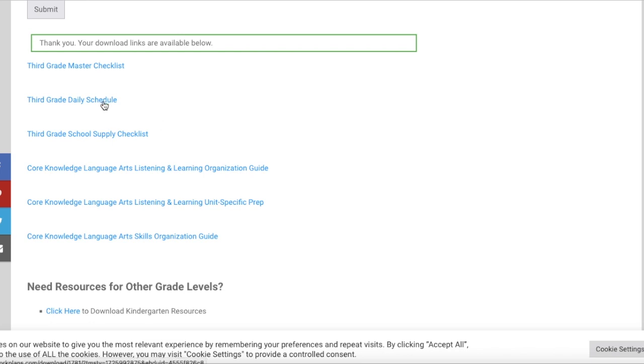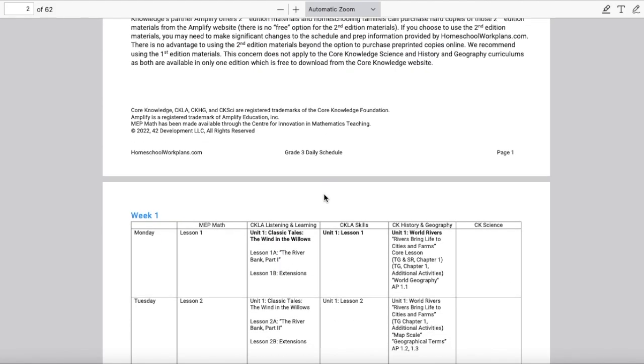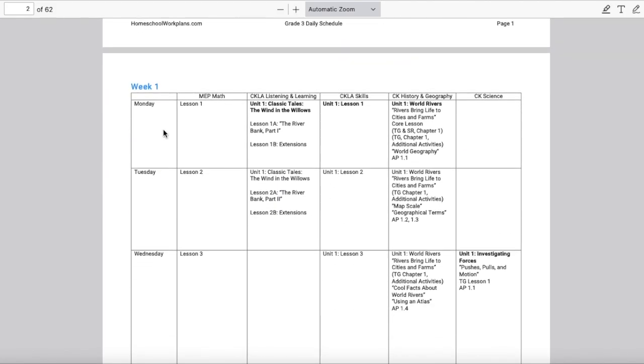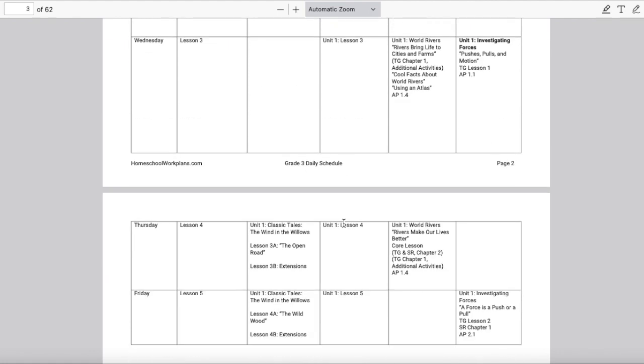Core Knowledge does not provide you a schedule if you're using every single component for a grade level. But if you're using Core Knowledge Science, Core Knowledge Language Arts, and Core Knowledge History, this will give you a schedule for all of them, which is actually pretty cool. You can see here it breaks it down for you. If you're doing it as separate math, just X that out. But if you're doing listening and learning and skills together, right here, it will show you how it lines up.